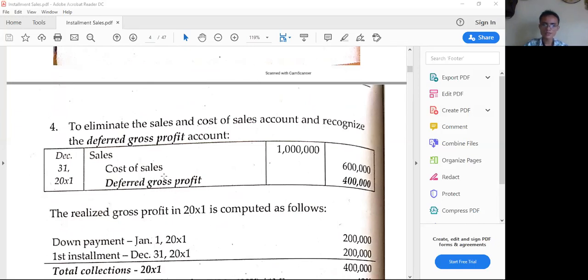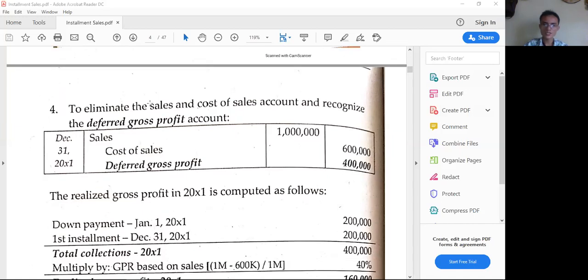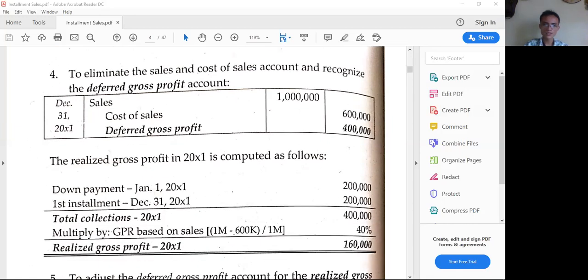This is what I told you a while ago, that we are going to recognize deferred gross profit once we make adjusting entries and closing entries. So here, we close sales and cost of sales. Remember, the normal balance of cost of sales is debit, so if we close it, we put it on the credit side. If sales are to be closed, we put that on the debit side, because sales, which is a revenue account, has a normal balance of credit. So take note of the rules of debit and credit.